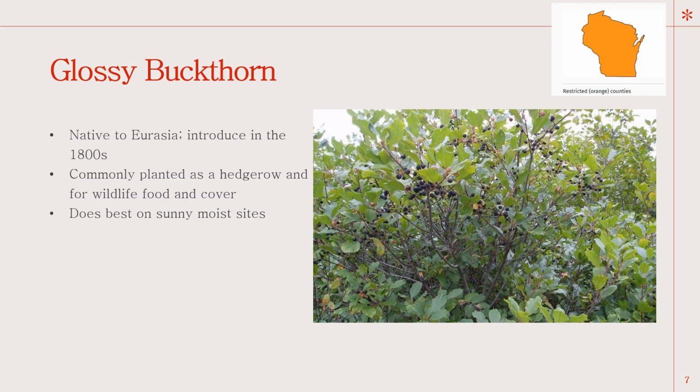Glossy buckthorn also was native to Eurasia and was introduced sometime in the 1800s, and like common buckthorn was commonly planted as a hedgerow and actually used as a wildlife and food cover until it was really determined that it had very invasive tendencies and does not provide much nutritional value for birds and other wildlife. And this one does best on sunny, moist sites.